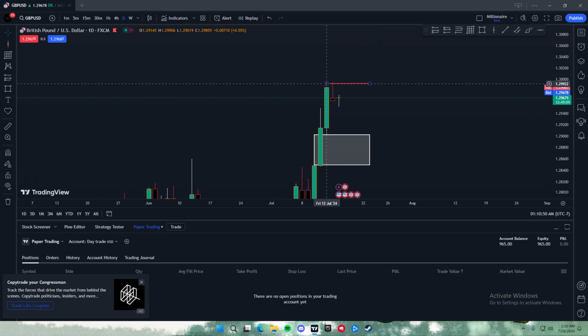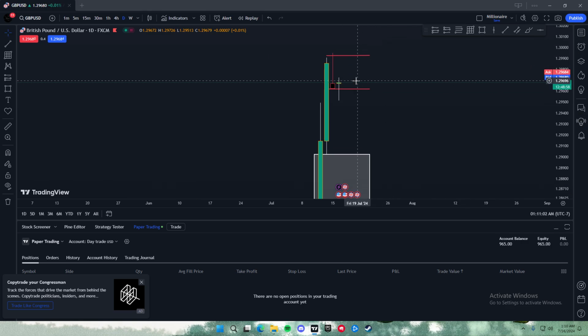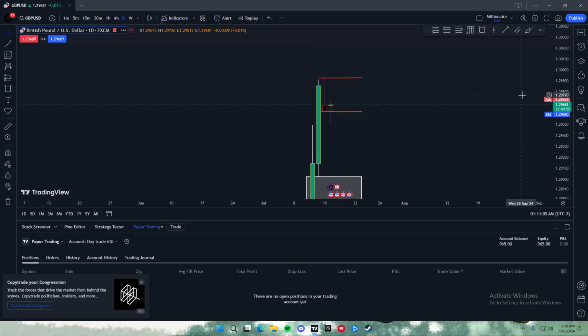Since we went above this high right here and closed below it, I am thinking, oh, we already took this low right here. Since we took this low, for the next day, I'm thinking it's going to continue down here. But this is for today. It's Tuesday today, I'm making this video for the day. So this is Tuesday's candle right here. We're in the London session.